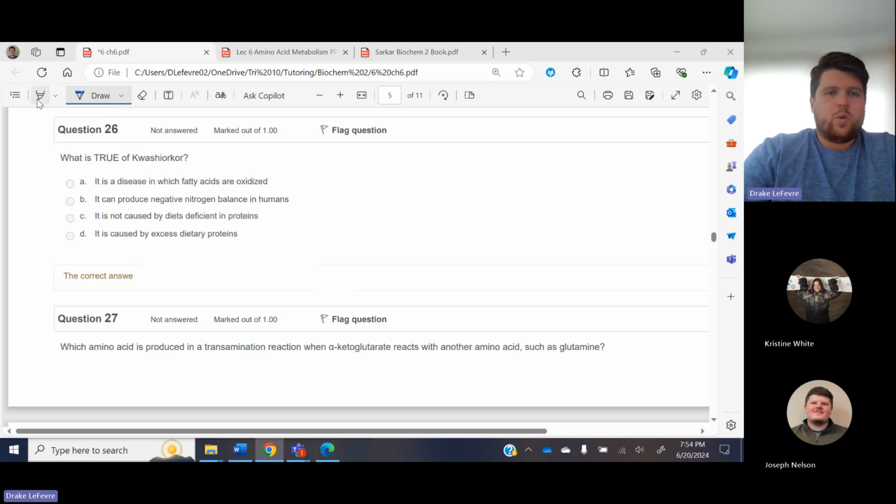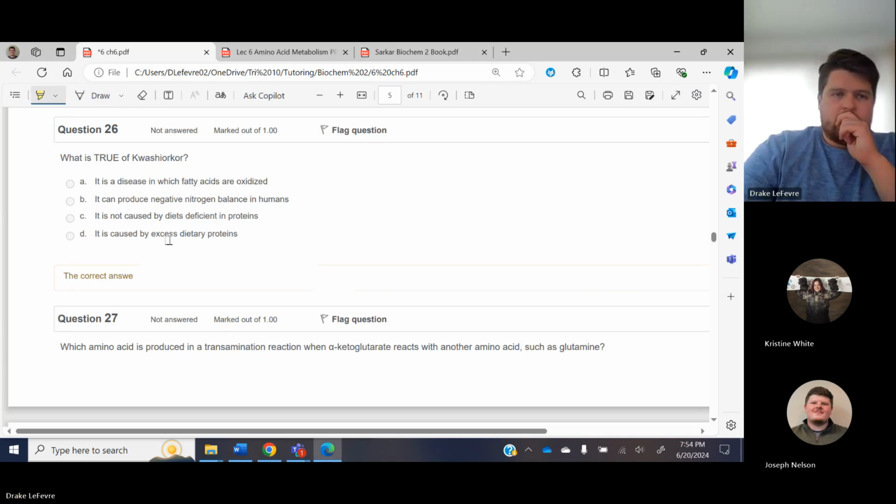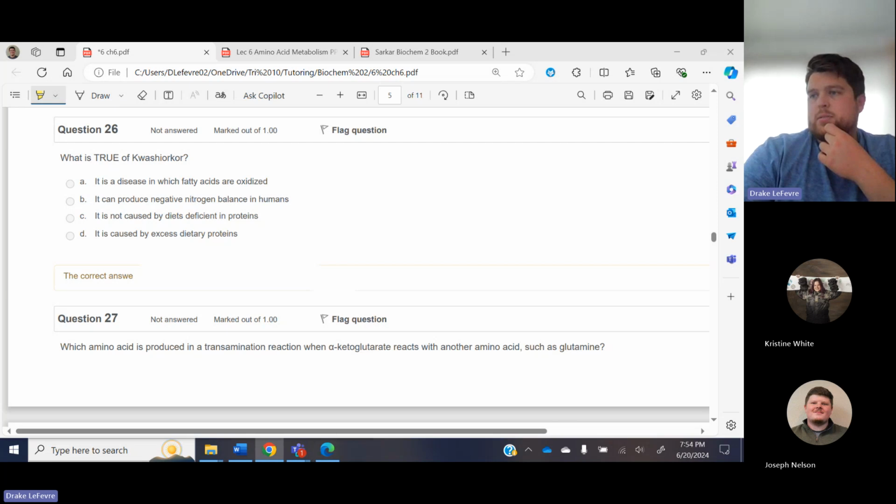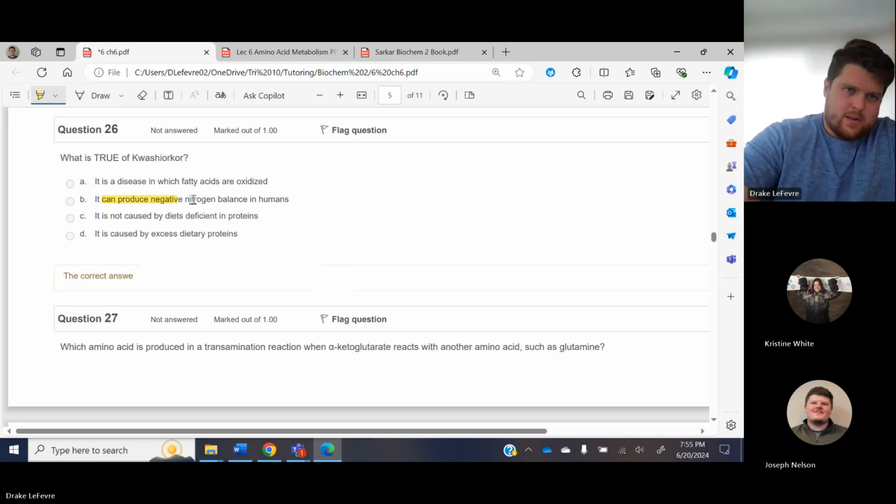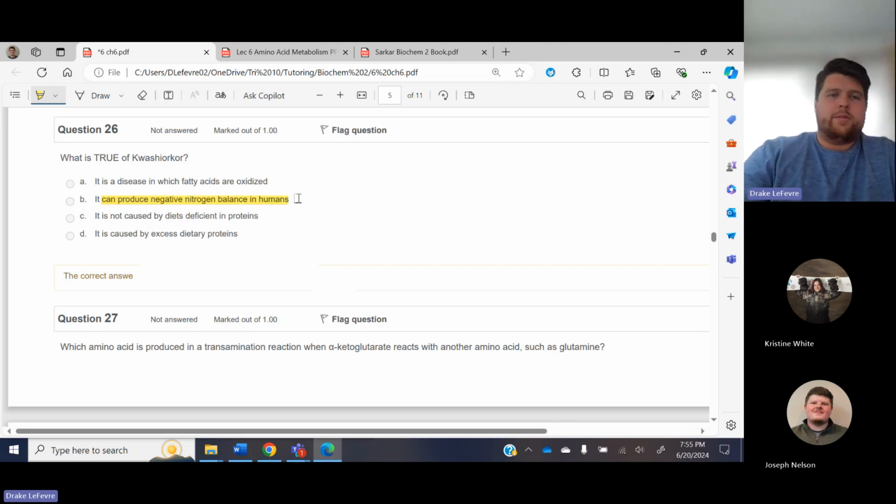So we look at kwashiorkor. It is a disease in which fatty acids are oxidized. It can produce negative nitrogen balance in humans. It is not caused by diet insufficient protein. This is the tricky one. Put those in the not, so if you're not careful, just be careful with the not. So it is caused by diet insufficient protein.